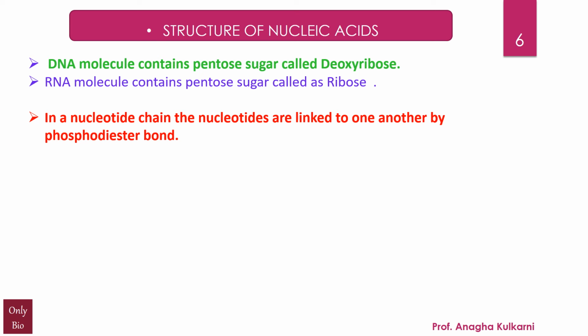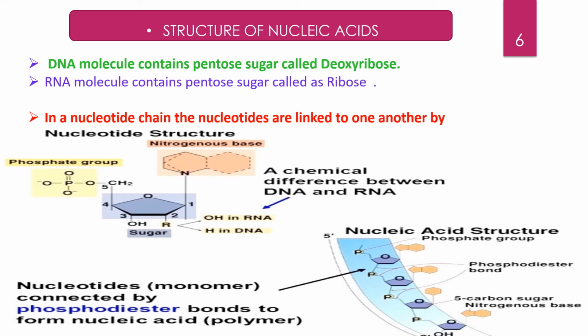In a nucleotide chain, the nucleotides are linked to one another by phosphodiester bond. Friends, this is a very important point in terms of need, often asked in different competitive exams as for where does the phosphodiester bond exactly exist. On the screen, you can see on the left hand side, we have the structure of a single nucleotide being shown. And also, there's a difference between the DNA and RNA which is being depicted. On the right hand side, we can see a nucleic acid structure, wherein we can see that the monomers, that is nucleotides, are connected by phosphodiester bonds to form a polymer chain.